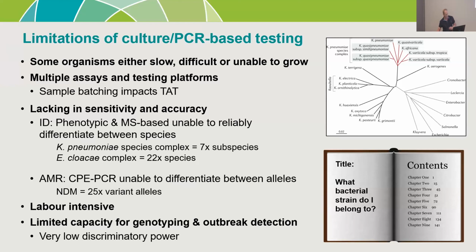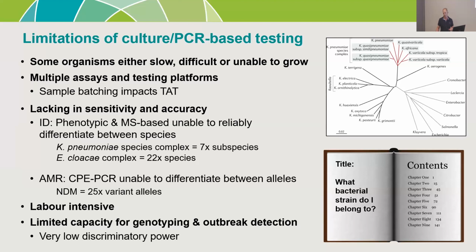So clearly, if you're looking at an outbreak of Klebsiella pneumoniae, you want to know exactly what subspecies you're talking about. With regards to resistance genes, we have what we call a CPE PCR, which looks for carbapenemases. But for every carbapenemase, we test for 5, but with NDM, which is one of the 5, there's 25 different alleles that it could be. So it's really important for us from a treatment and also an outbreak investigation perspective to understand what alleles there are.